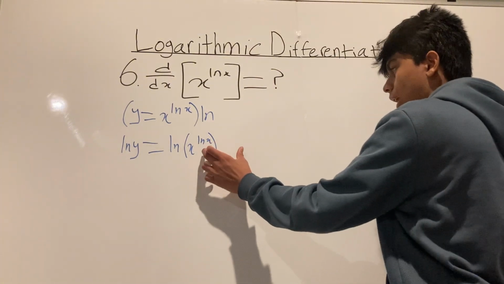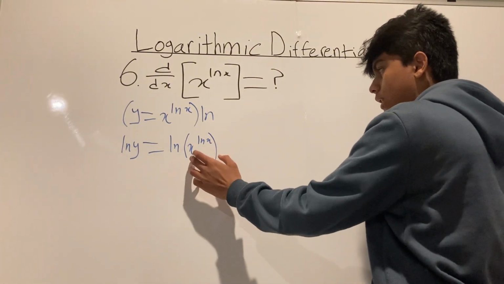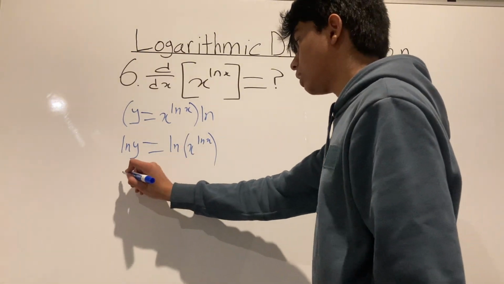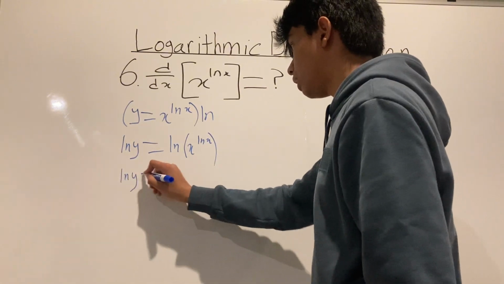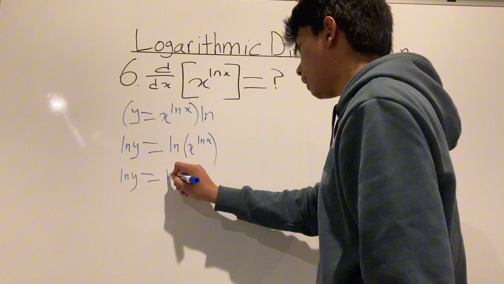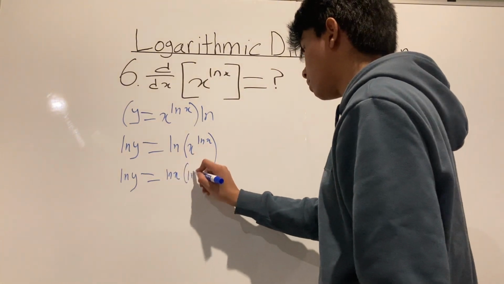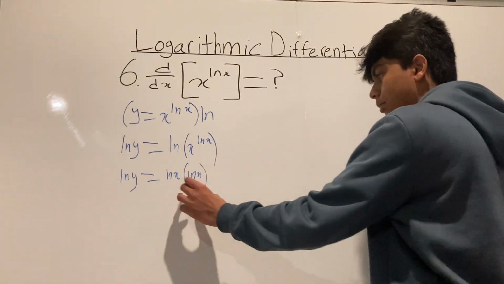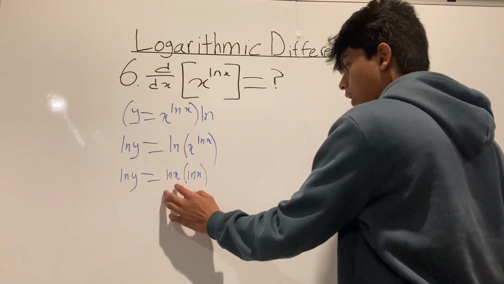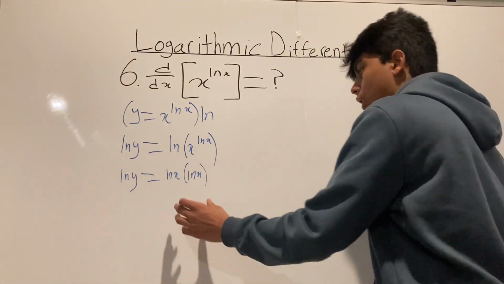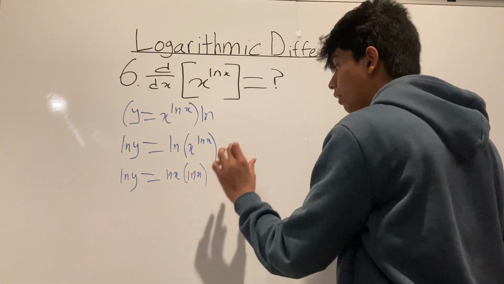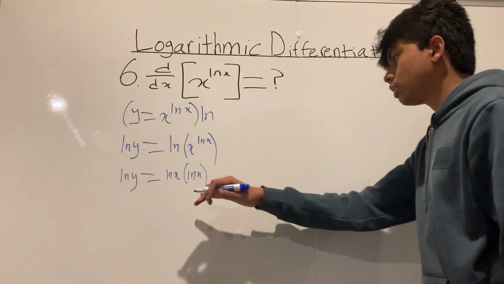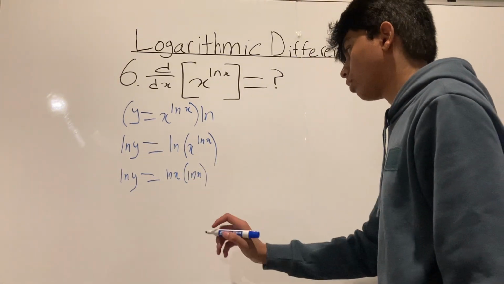So you can see that we have ln x as the power. We can bring this down using our log rules. So we can say ln y equals ln x times ln x. Now this looks a little similar to what we did before, except this time there's an x here. Last time, for I think 3 or 4, we had ln of ln x, but this time it's ln x times ln x. So instead of using chain rule, we're going to use product rule.